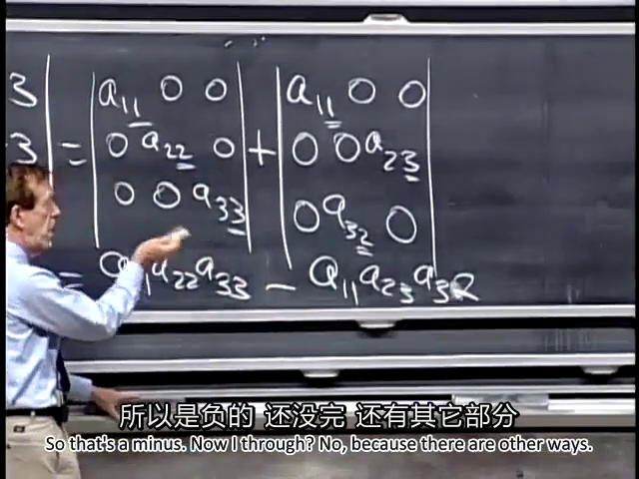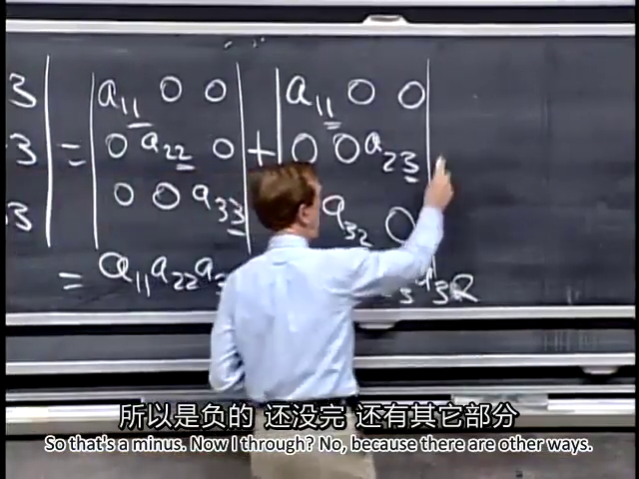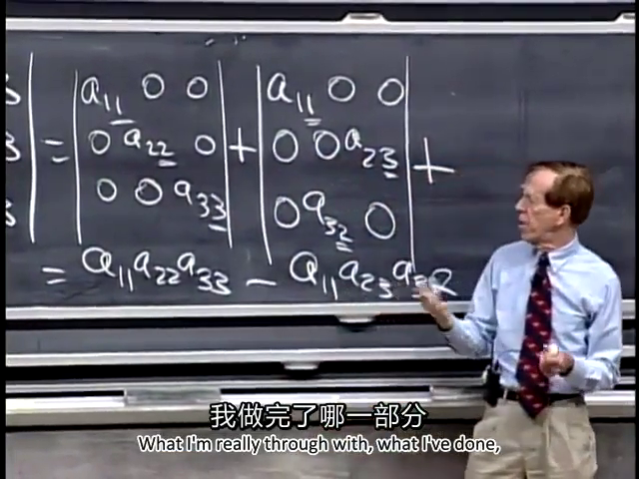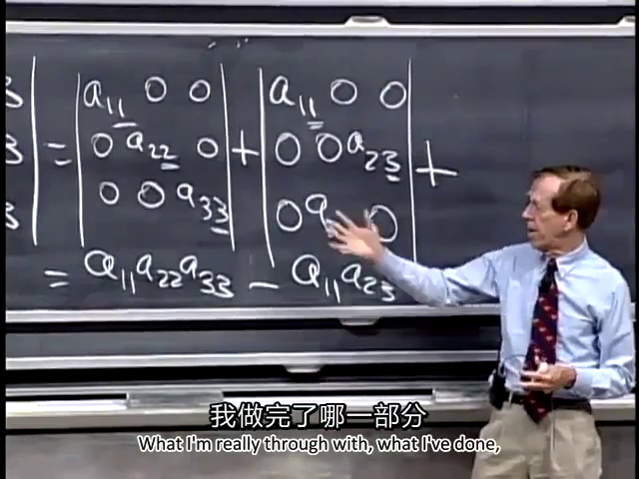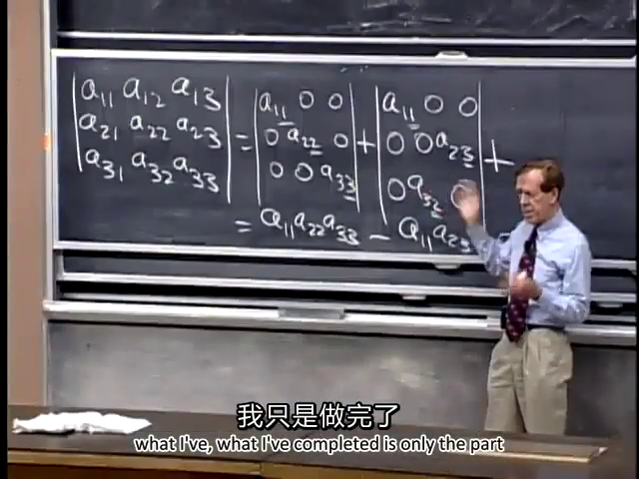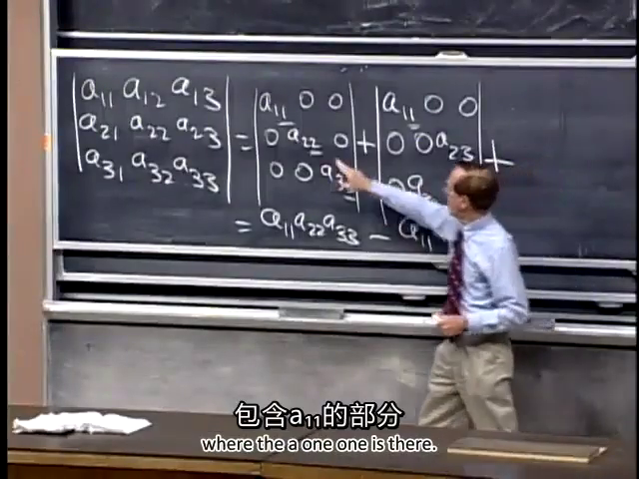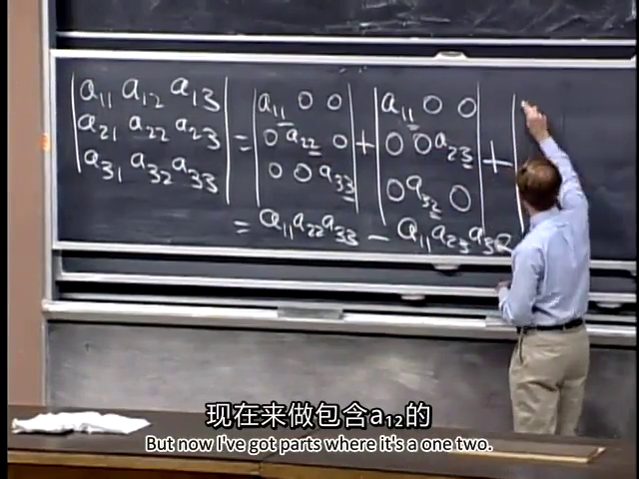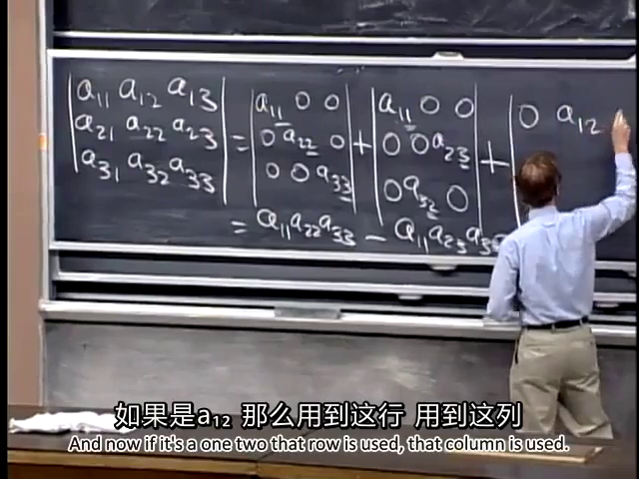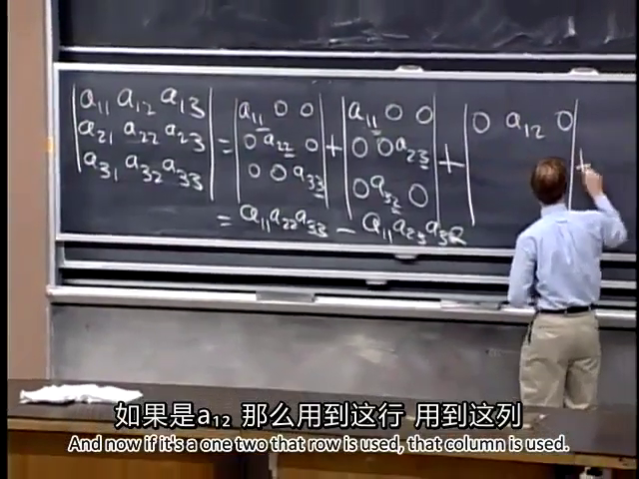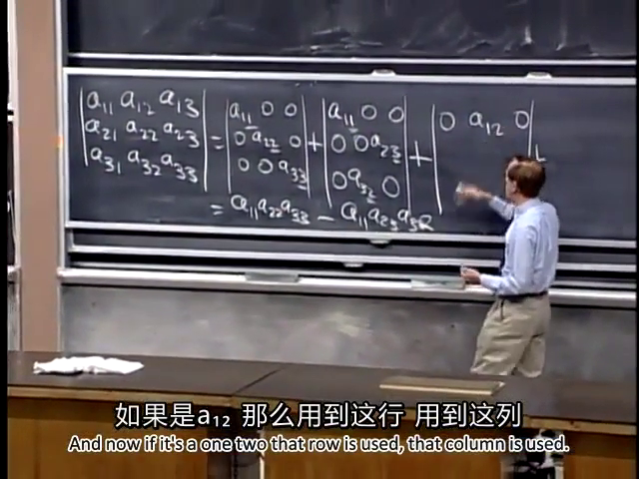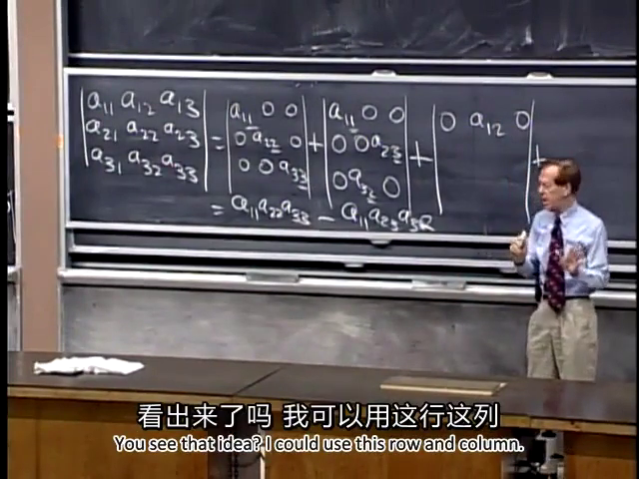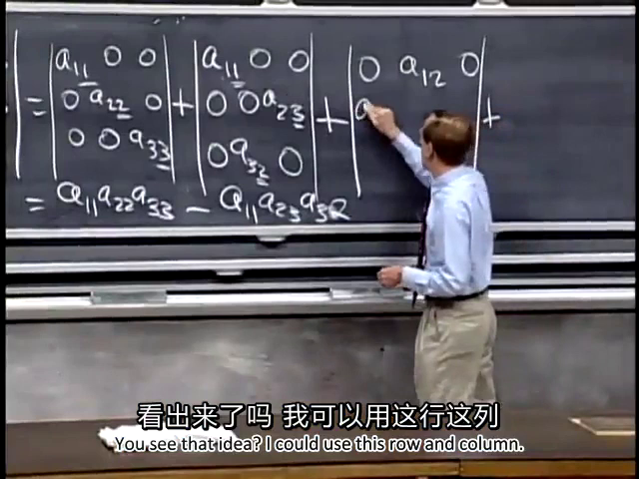Now, am I through? No, because there are other ways. What I've completed is only the part where the A11 is there. But now I've got parts where it's A12. And now if it's A12, that row is used, that column is used. You see the idea? I could use this row and column.